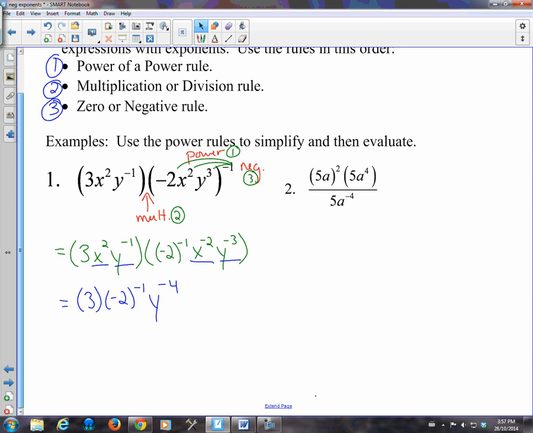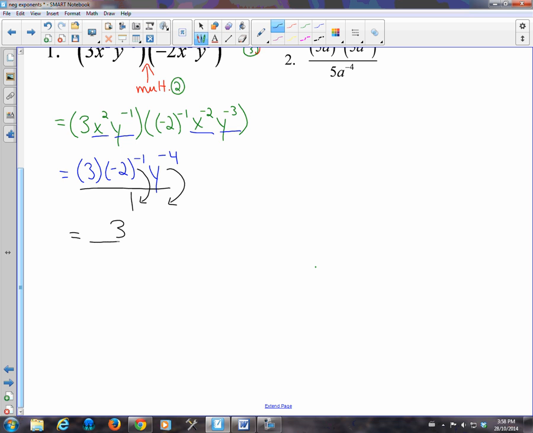Last step is the negative exponent rule. Whatever has a negative exponent gets flipped. So if I put it over 1, the y has a negative exponent and the 2 has a negative exponent. The 3 does not, so it will stay in the top. So I have 3 over negative 2, y to the 4th. Remember to make the exponents positive when you flip them. And at that point, we are done. We've used all the exponent rules we can use.